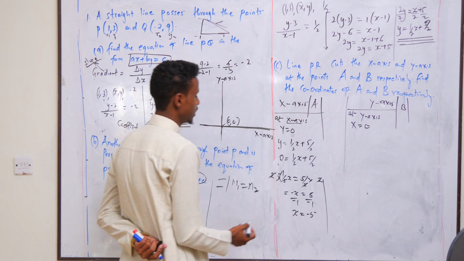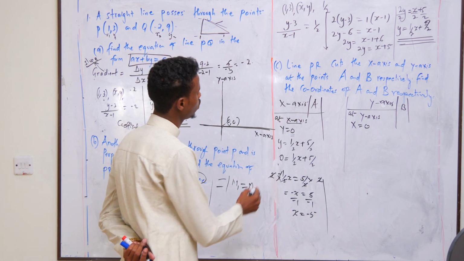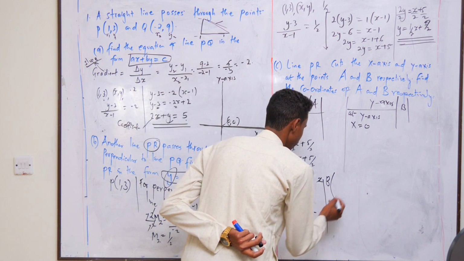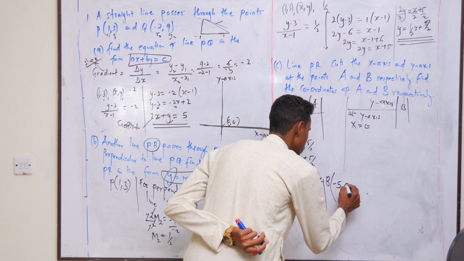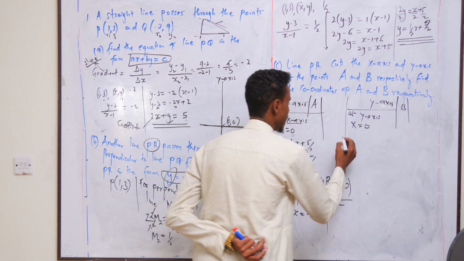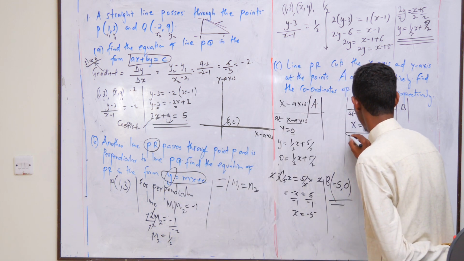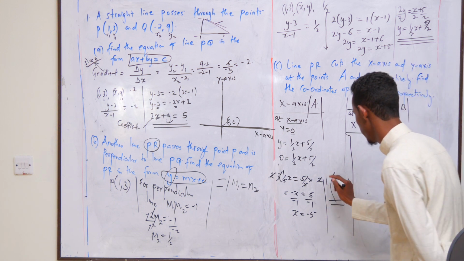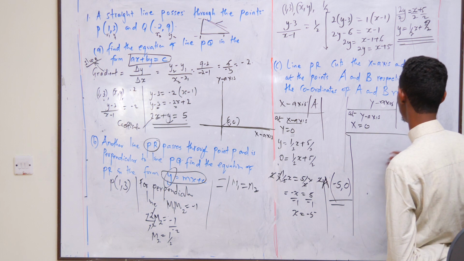Now the coordinates. Since we have the value of y as 0, we have x as negative 5, 0. That's the coordinates of A. Now let's check the coordinates of B.